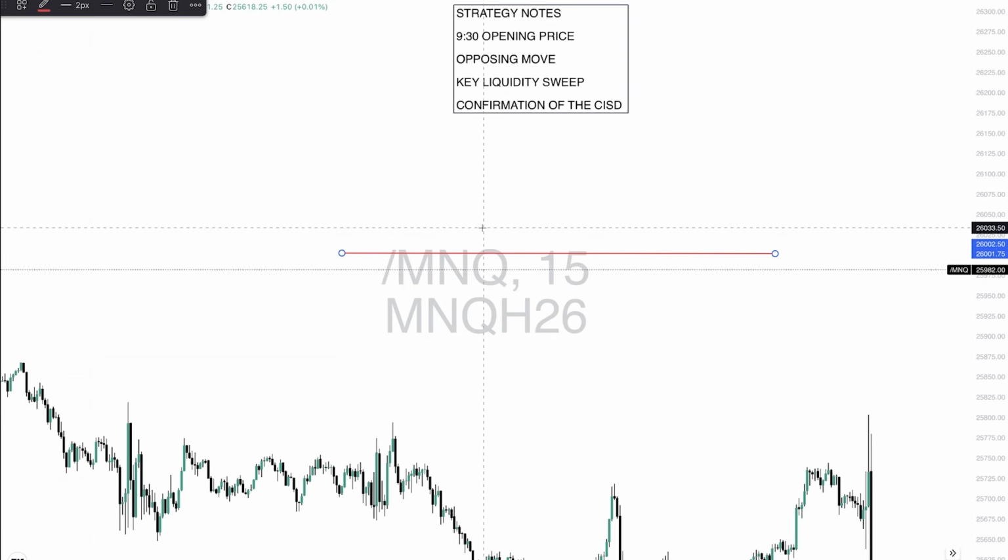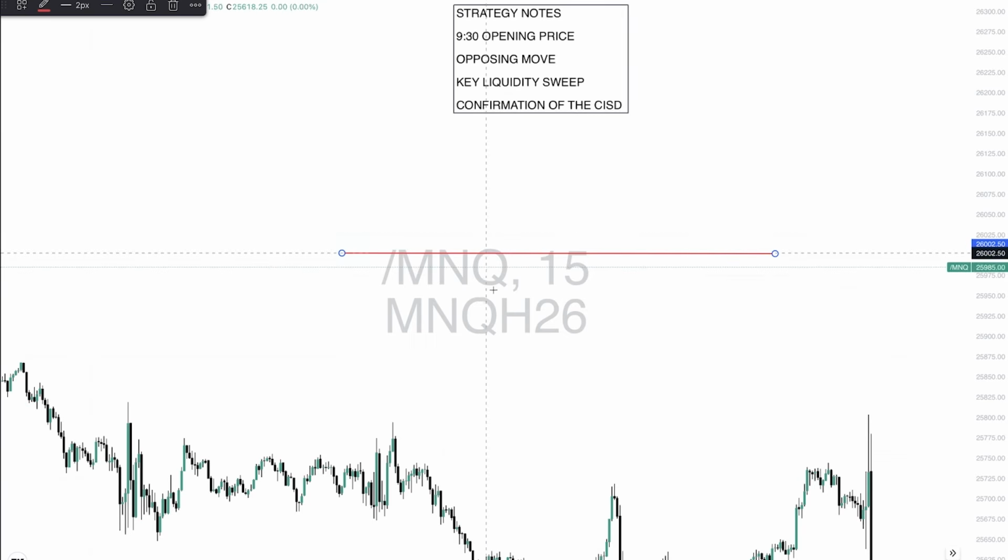And to put it in the simplest words possible, if we're bullish, smart money likes to accumulate longs below the opening price, and if we're bearish, smart money likes to accumulate shorts above the opening price. And the second component is the opposing move. That is that manipulation move.